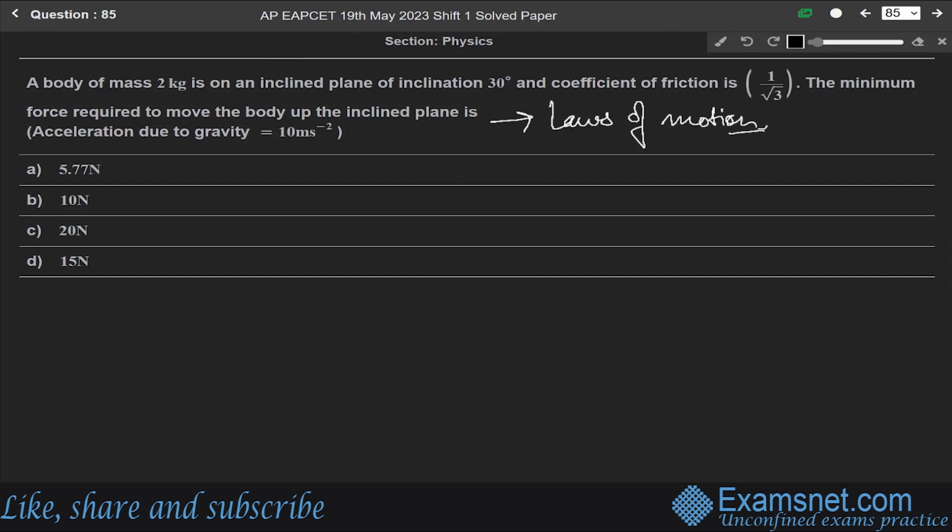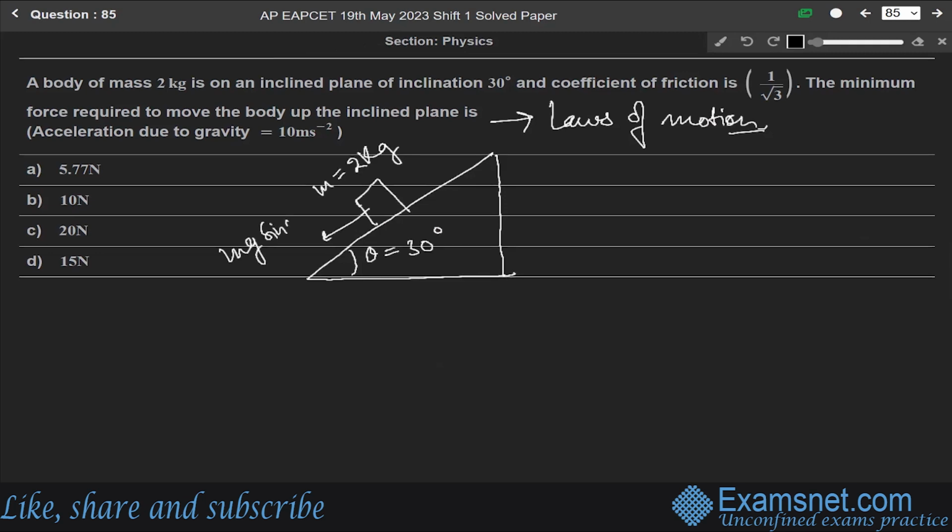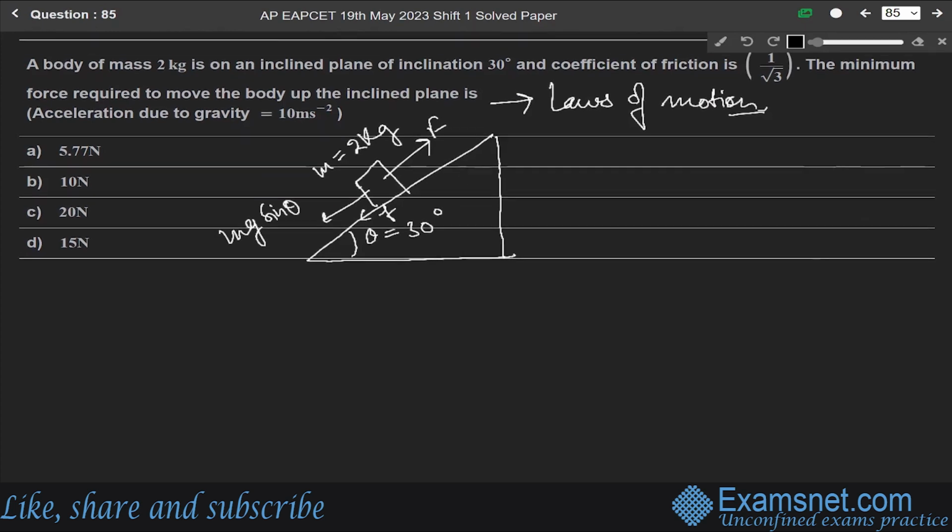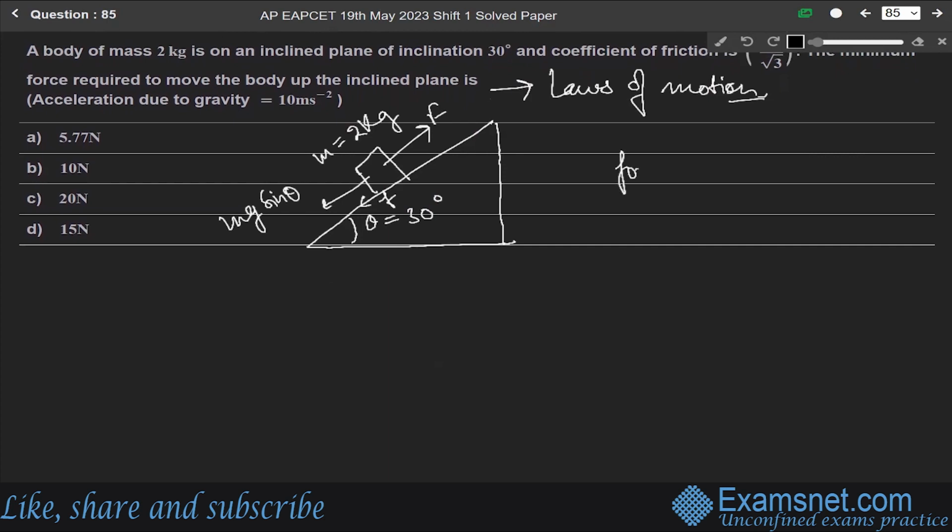Let us try to understand this question. Let us say this is an inclined plane. This is a body whose mass is 2 kg, on an inclined plane, and the inclination angle theta is given as 30 degrees. So mg sine theta will act in the downward direction. This is the frictional force F, and this is the force F acting on this body.